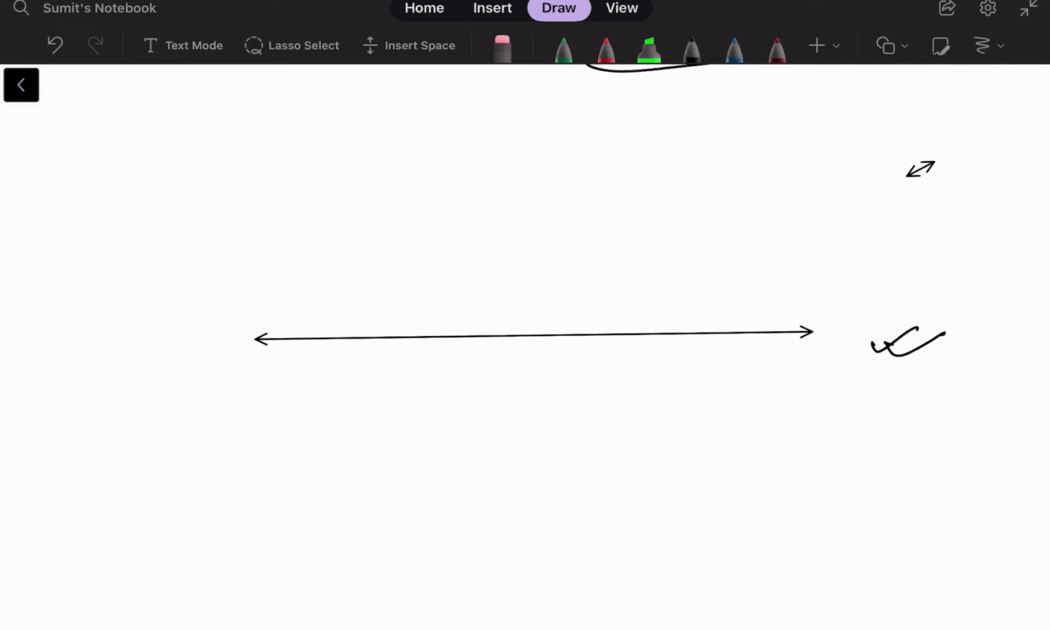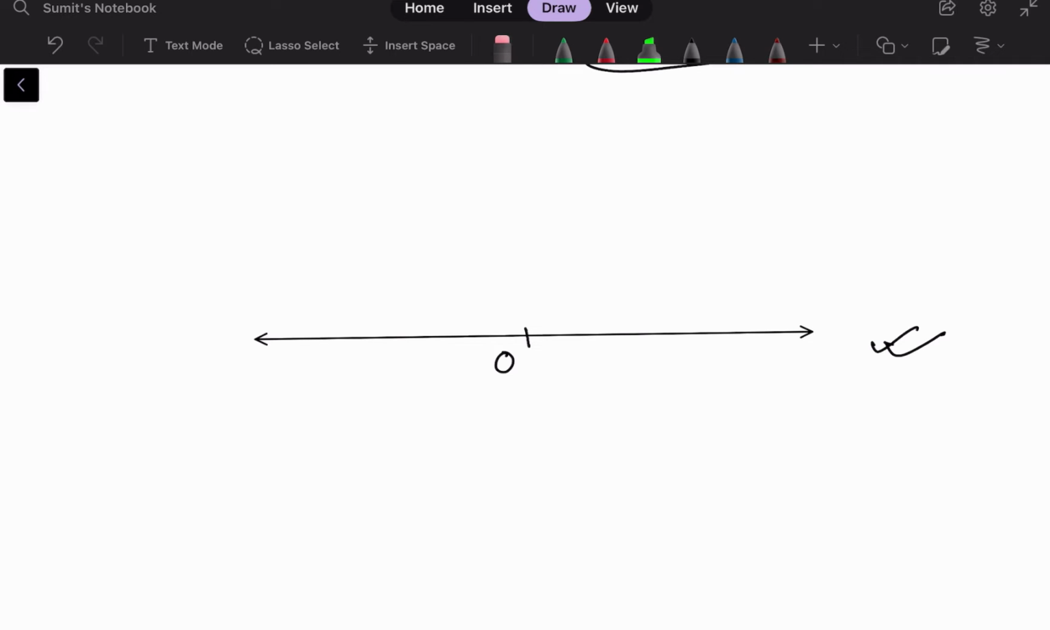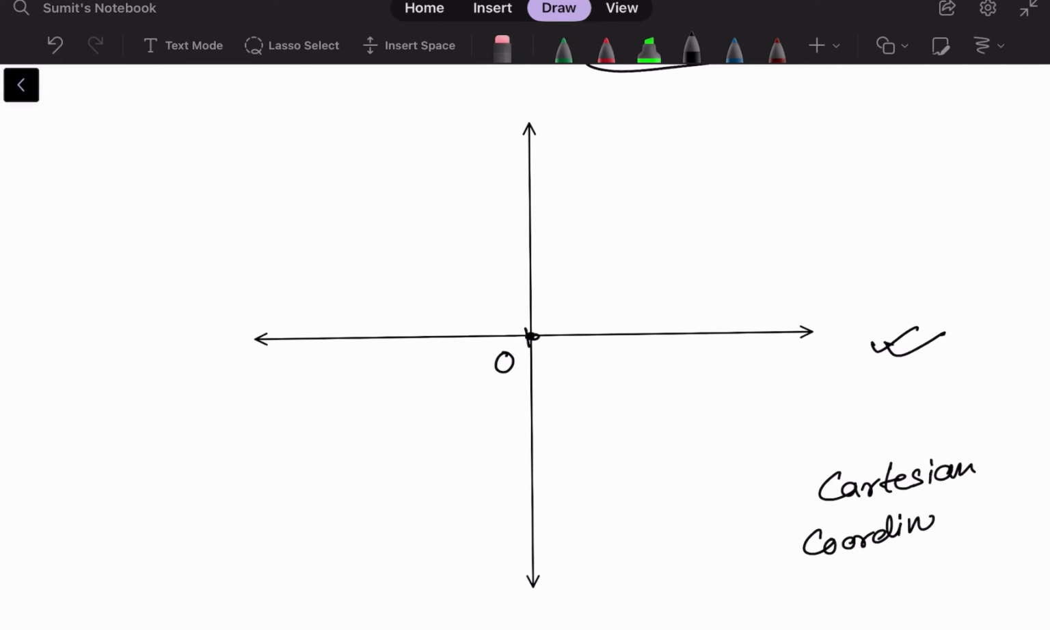We plot two simultaneous numbers by intersecting two real lines perpendicularly at the point 0. Where will 0 be? At the middle. If we intersect two lines perpendicularly at 0, like this, that is the 0 point. If we intersect two real lines perpendicularly at point 0, a coordinate system is formed. This coordinate system is called the Cartesian coordinate system, named after the mathematician Descartes.